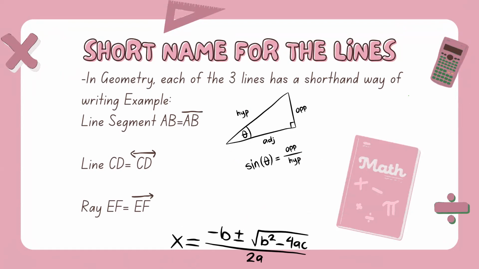So we are going to learn about the shorthand for the lines. In geometry, each of the three lines has a shorthand way of writing. For example, line segment AB is written as AB with a bar above it. Line CD is written with a two-arrow symbol above CD, and the ray EF is a mix of the line segment and line shorthand names. Next slide.